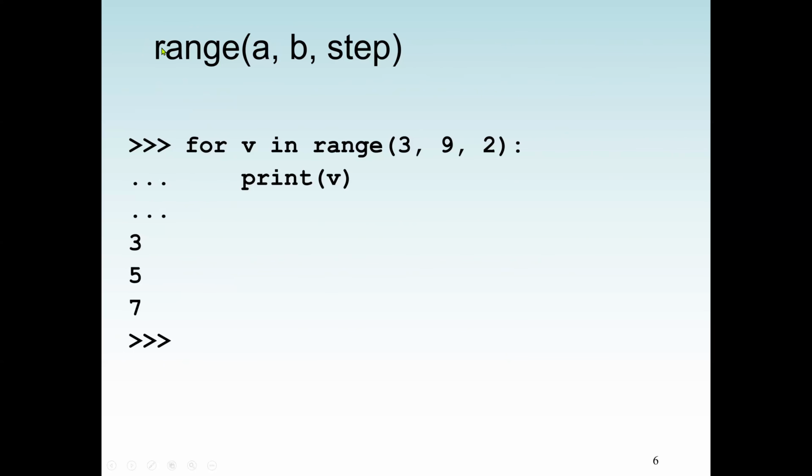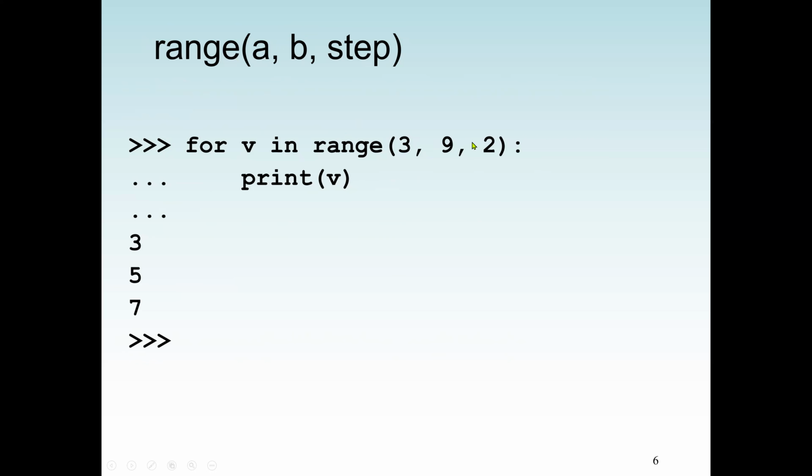So let's say, the previous example I'm trying to explain here, we can have a range with 3 arguments. The range method with 3 arguments. So A will be the beginning, B will be the end value. The step will be how many steps we are going to take. So for example, we say for V in range 3, 9, and 2, we print V, which means we start from 3. So first we are going to print 3, but the step is 2.